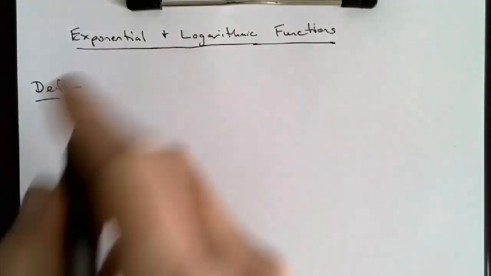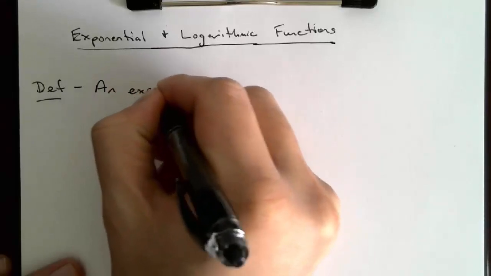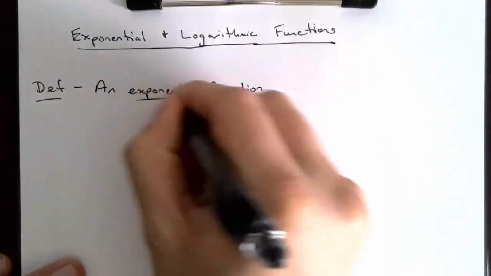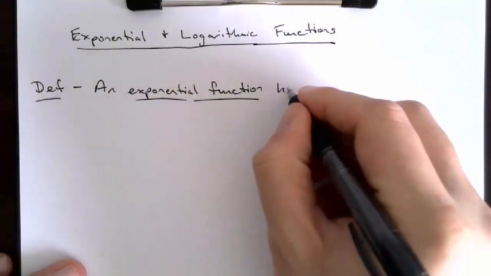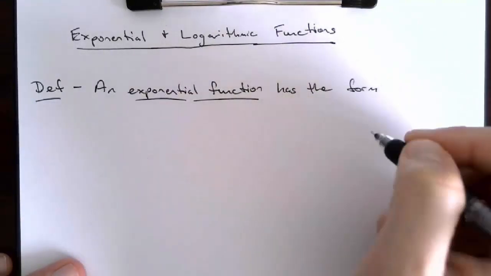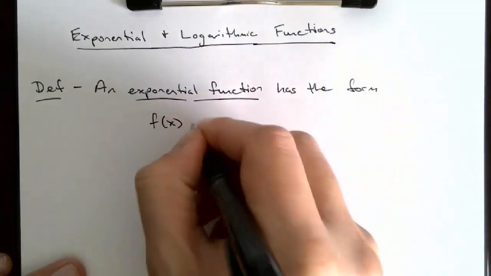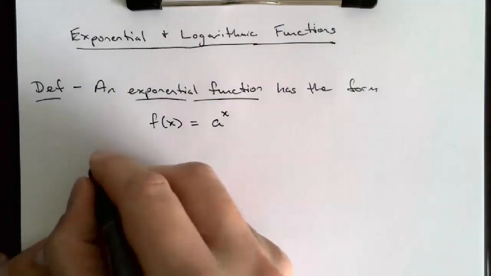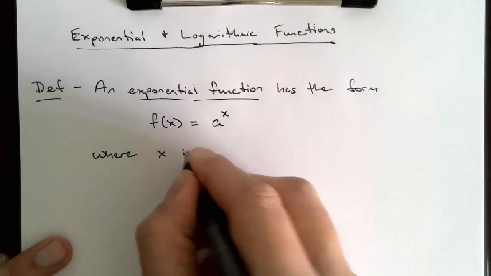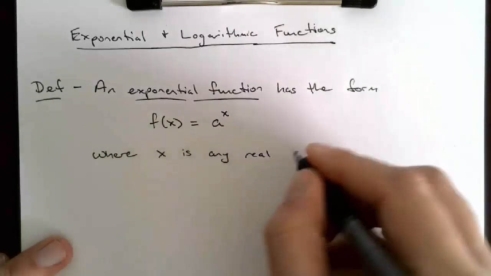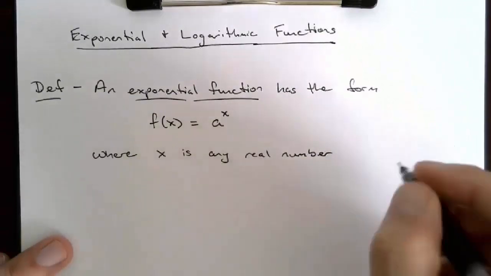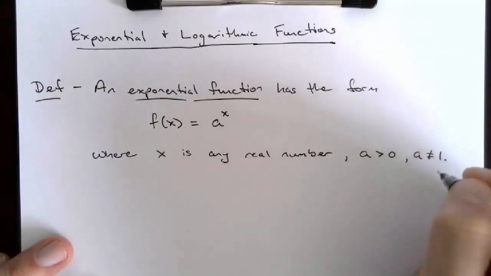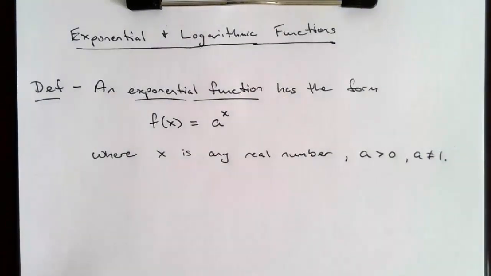So for a definition here, an exponential function has the form f of x equals a to the x power, where x is any real number and a is greater than 0, a doesn't equal 1. So that's the general definition of it.